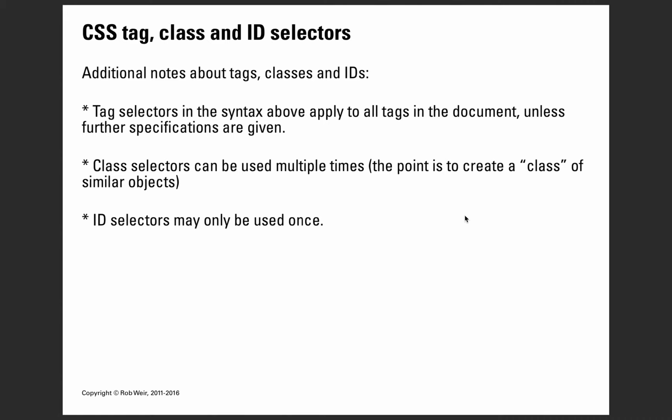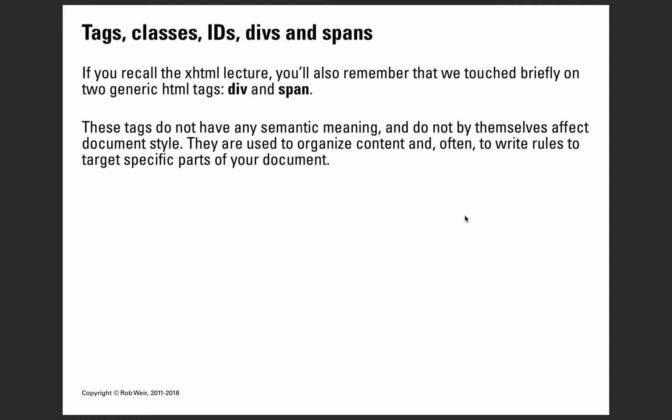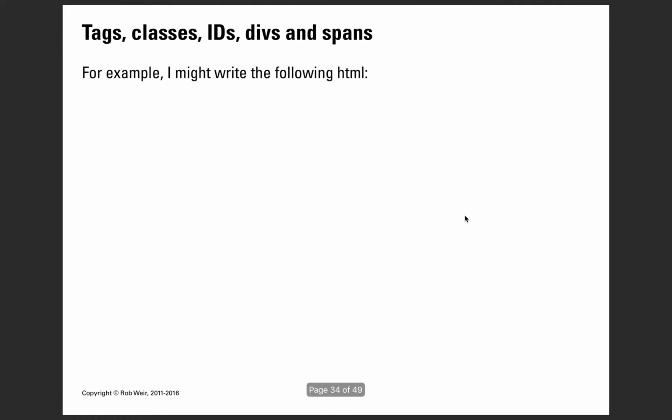If you recall back to the XHTML lecture, we also touched briefly on generic HTML tags, which are div and span. And the div and span tags don't have any meaning on their own. They don't affect document style. What we use them for is to wrap content in either a div or a span, so we can do things to large pieces of content that way.